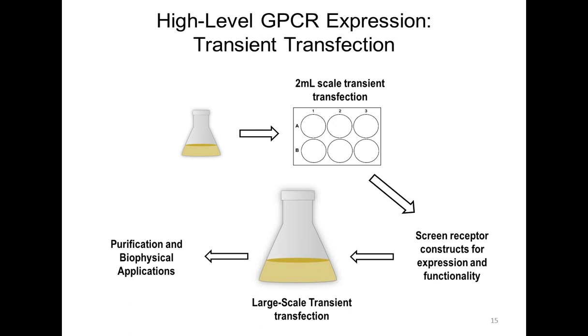And this scale is quite sufficient for us to be able to validate the expression levels of our receptors and to perform some very basic functional tests, like some of the ligand binding assays that Dean was showing you. Then, once we validated our constructs, we can use the exact same suspension cells in the exact same transfection protocol and simply scale up to on the order of a liter to actually be able to purify the receptor.